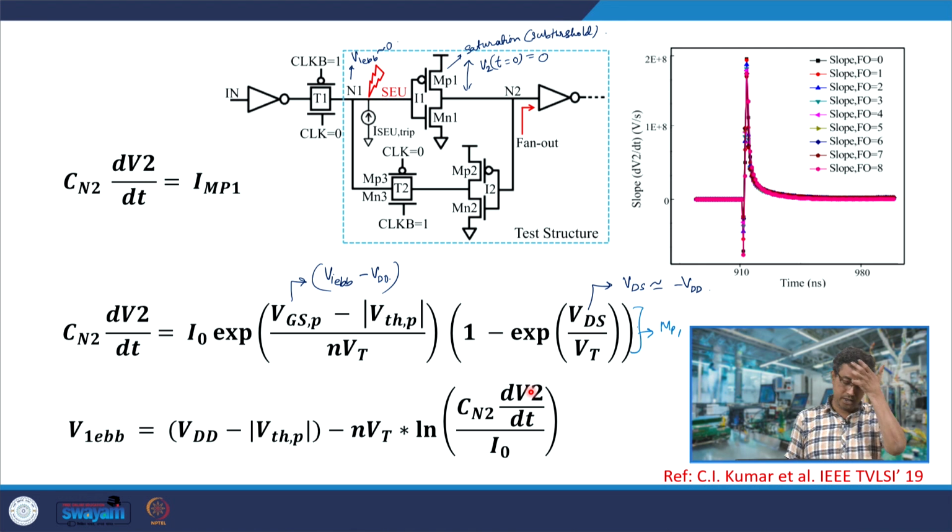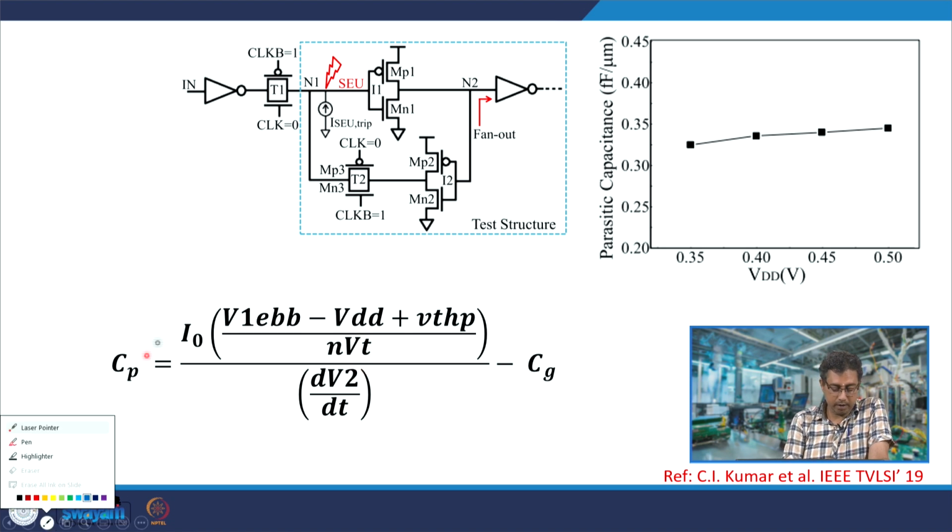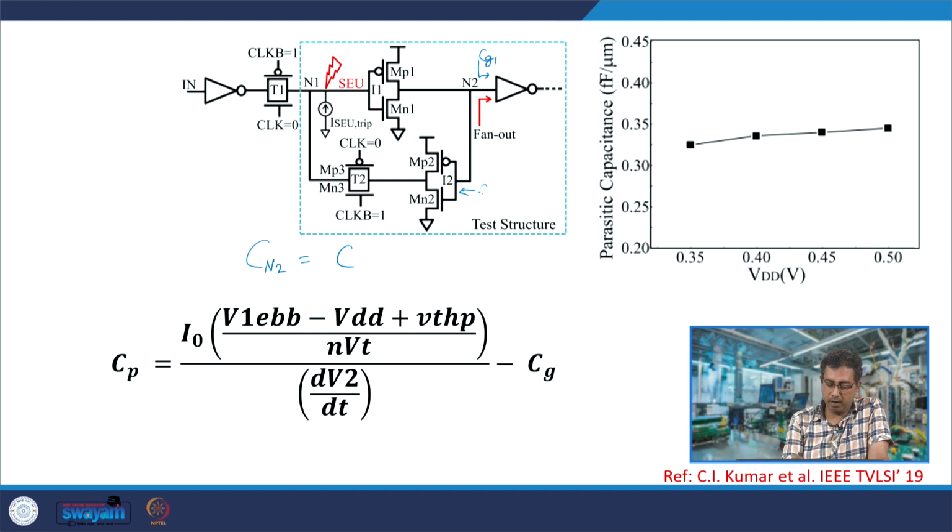So you can obtain it again. So you can estimate the value of V1ebb by substituting the fan out load here and Cn2 because of the new fan out load, or dV2 by dt because of the change in VDD. So you can estimate it again and again, and we can also obtain Cn2. We can write this Cn2 as the gate capacitance here and here, and the rest of the capacitance we call parasitic capacitance. We can obtain its value from the same expression.